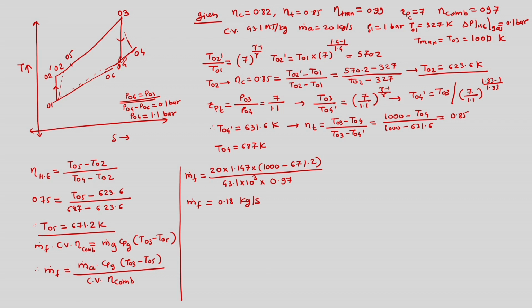Now, we have to find out what is the net work. So, net work is always turbine work minus compressor work. So, net work is mass flow rate of gas into Cp of gas into (T03 minus T04) minus mass flow rate of air into Cp of air into (T02 minus T01).